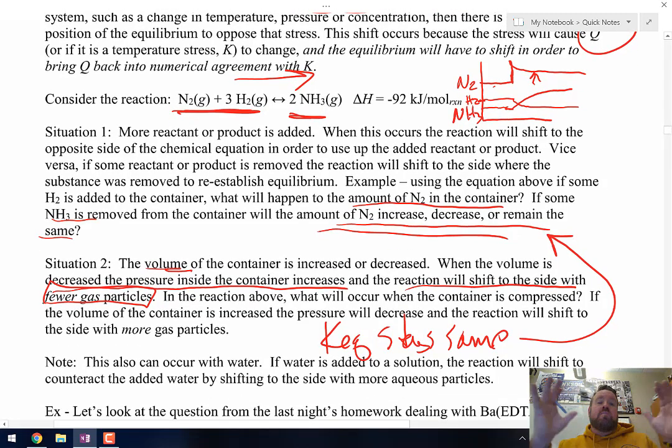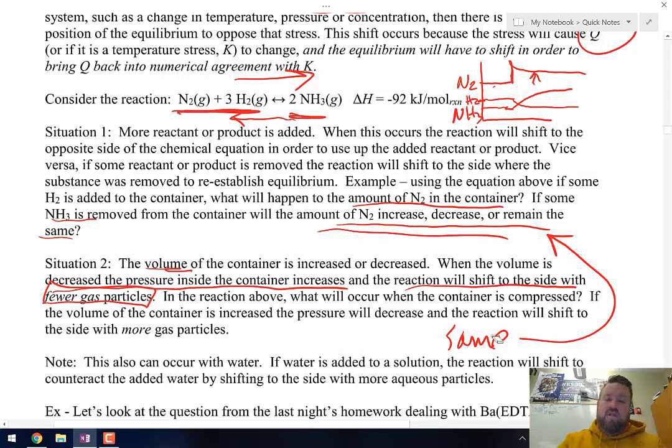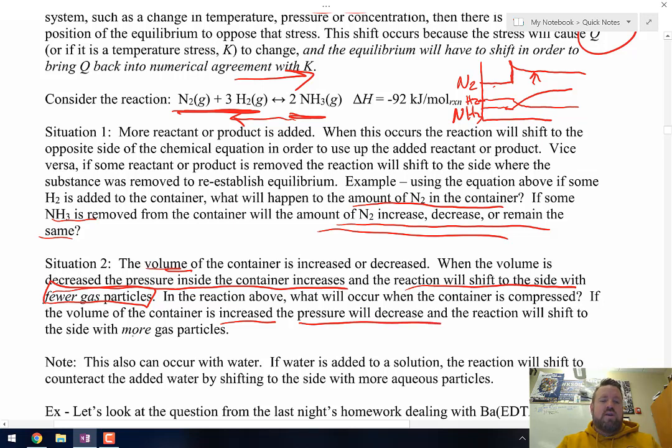Okay, if the volume gets bigger, the pressure goes down, and then it's going to shift to the side with more gas particles. It's got more room to move around. Okay, and remember, when you change the volume, that's changing the concentrations. And when you change the concentrations, obviously you're affecting the value of Q. So again, you can use the Q argument to talk about why this is shifting to the right or to the left. Okay, so if the volume of the container is increased, the pressure will decrease, and the reaction is going to shift to the side with more gas particles.